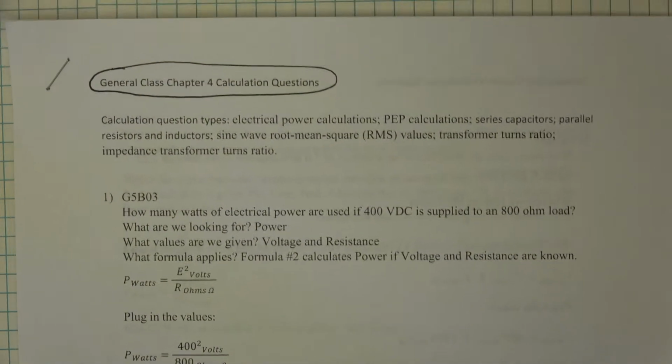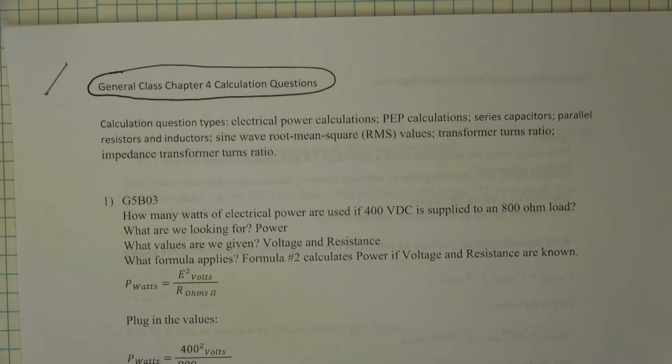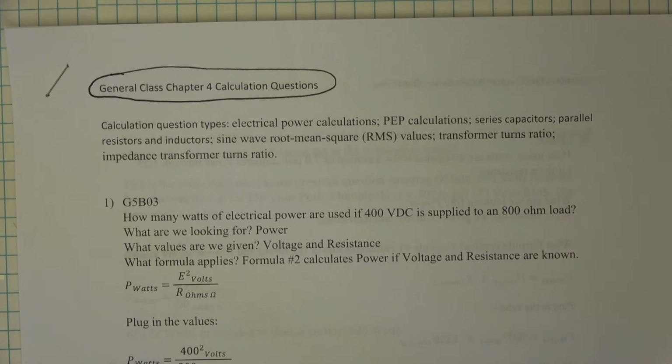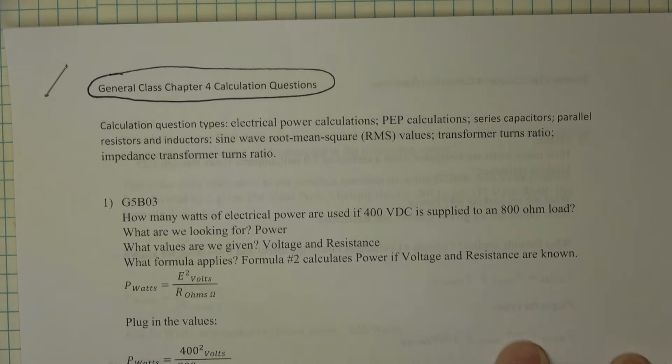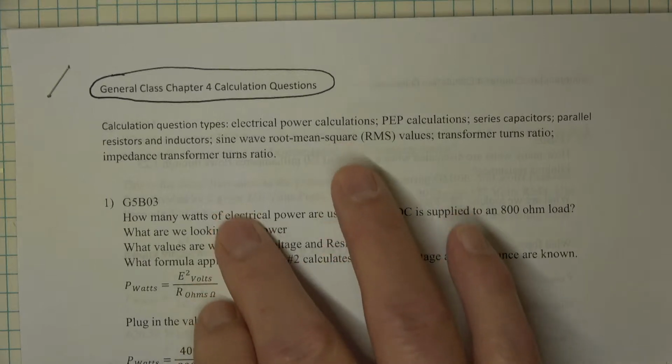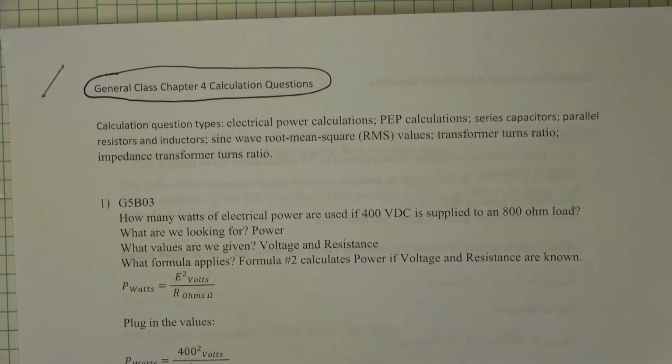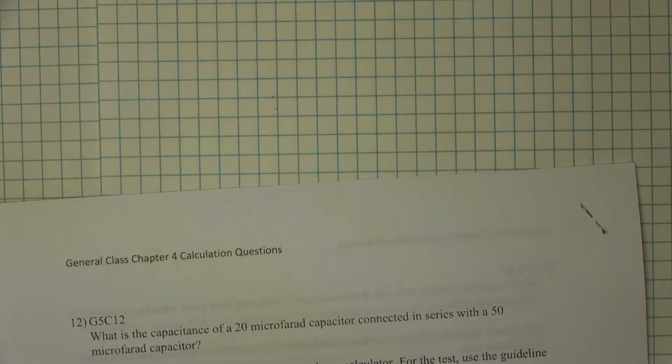Okay. Then this one here, General Class Chapter 4 Calculation Questions. I put together a document that covers all of the questions that you may want to use your calculator for, and goes into some detail for each one of these. So I think this will be a good study reference. 6 pages altogether.